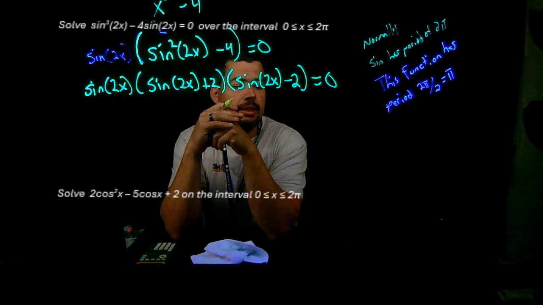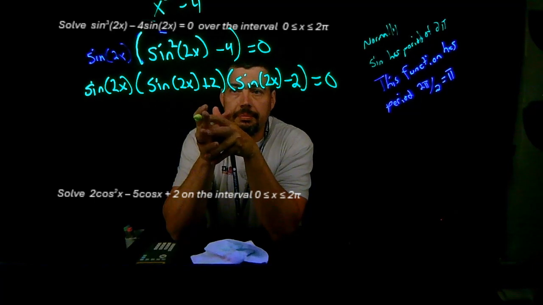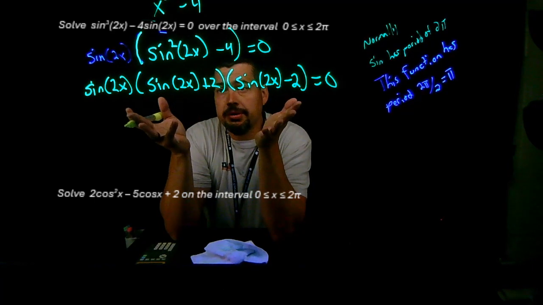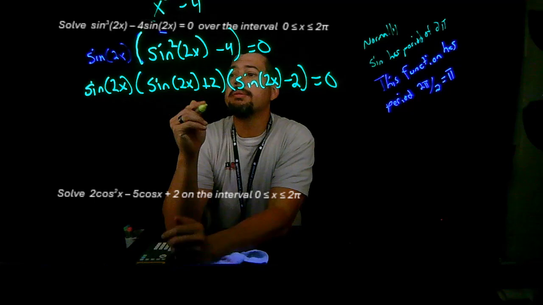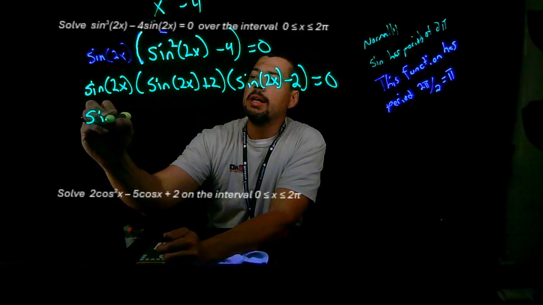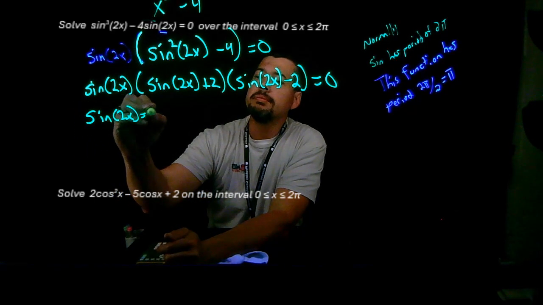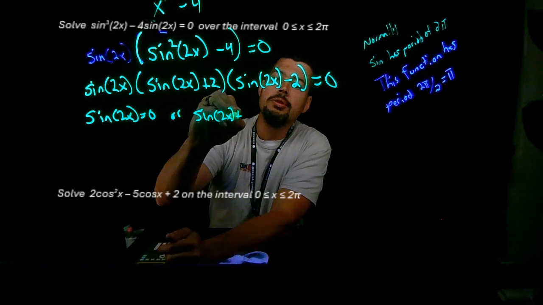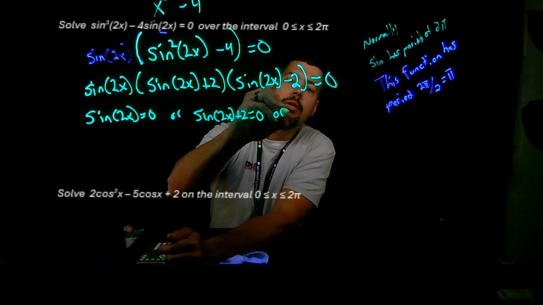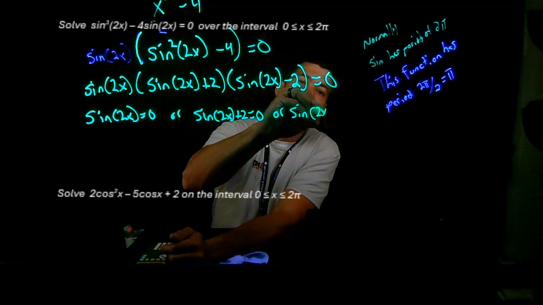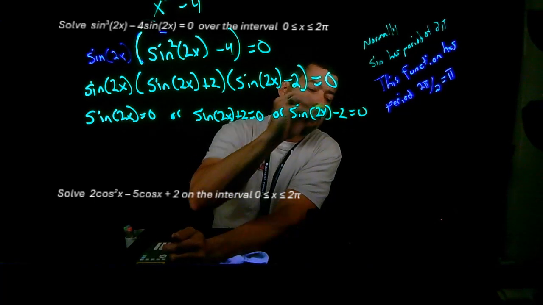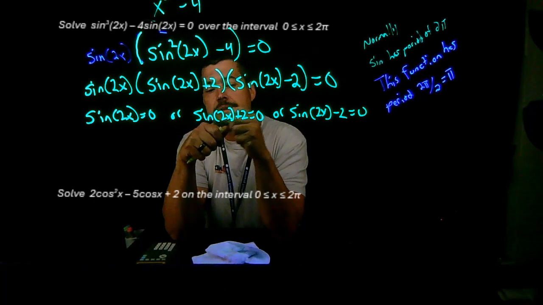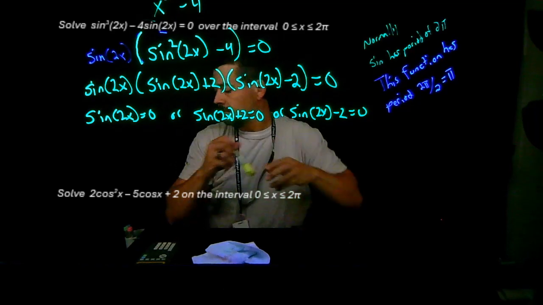And now we're going to kick this thing with the zero product property. All right, this thing's got some work to it. I'm sorry, it is what it is. All right, so the sine of twice x is a 0, or the sine of twice x plus 2 is a 0, or the sine of twice x minus 2 is a 0. So 3 things according to the zero product property just happened there.